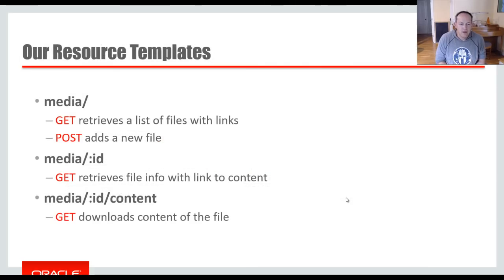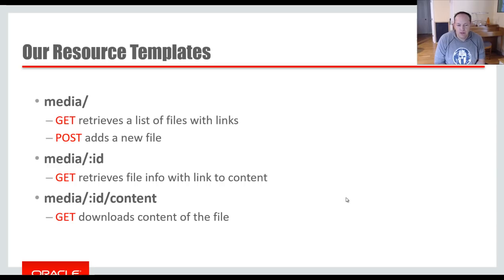And before we write any code, we need to agree on how we're going to model this resource. So these are my resource templates. So these are my patterns I'm going to have. Media slash is going to represent the contents of that table. And when I do a get on that, I expect to get a list of files back with some links. When I do a post to that, I expect that I'm adding a new item to that collection.